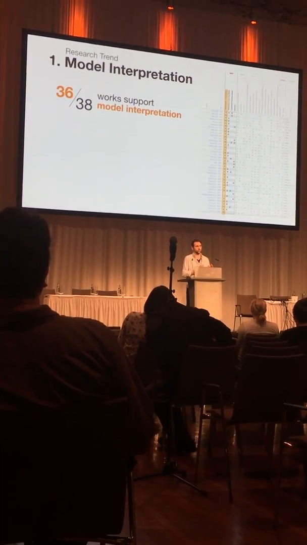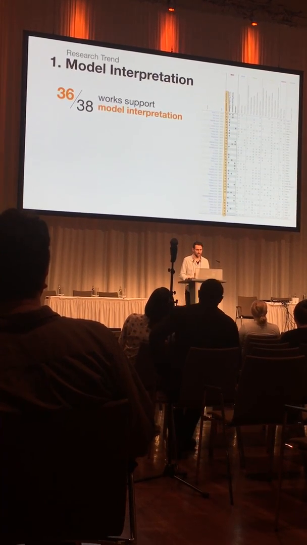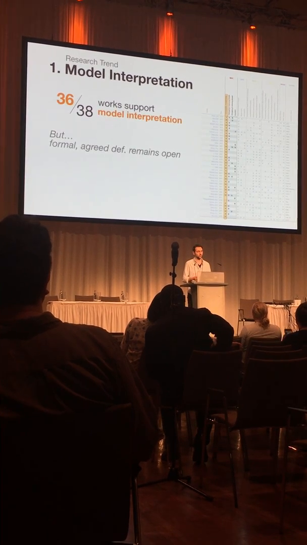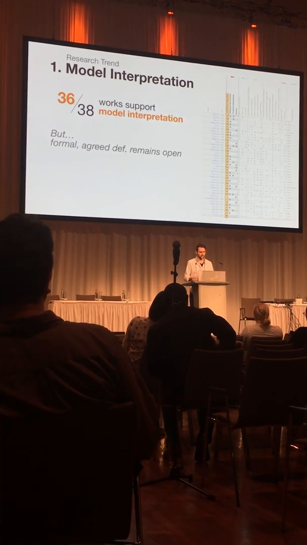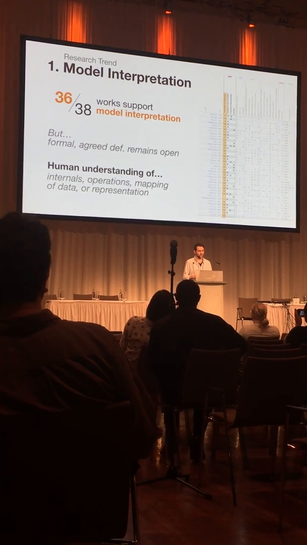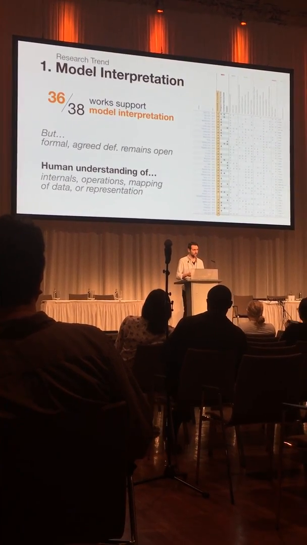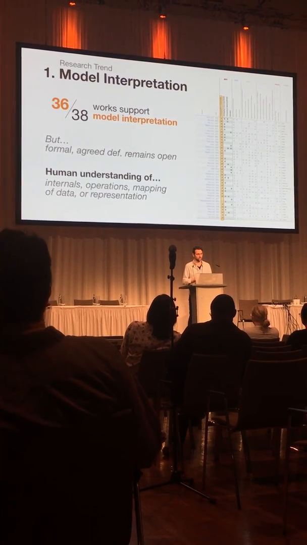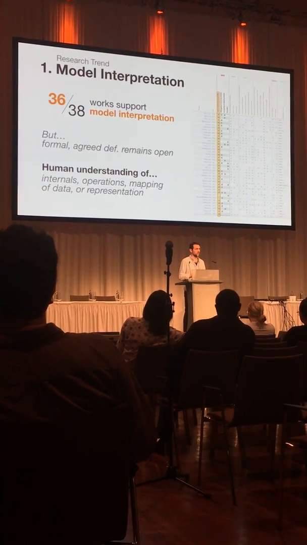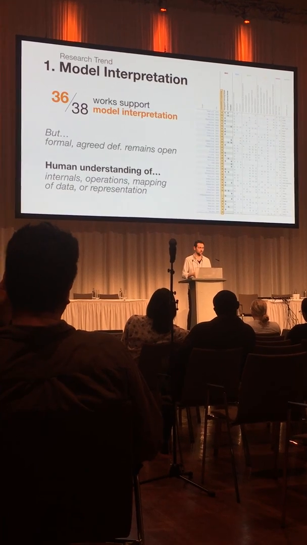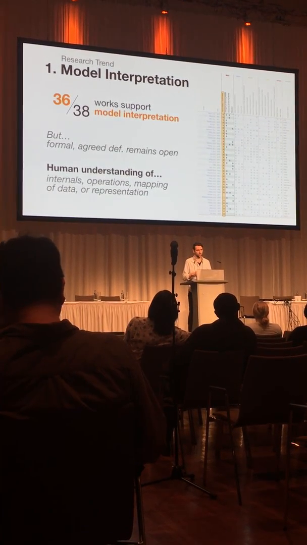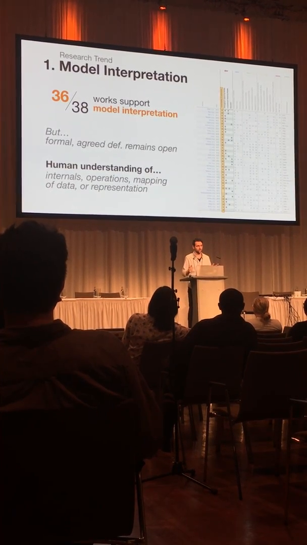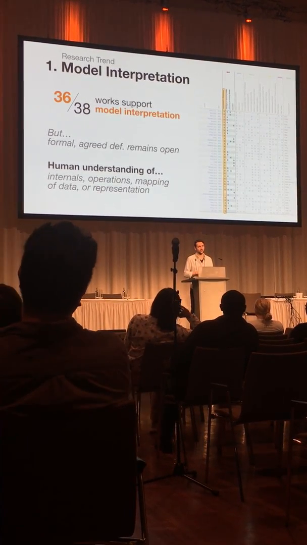But even though there's so much work focusing on this problem of interpretability, there still is no formal agreed upon definition of what it means to be interpretable. If you read the literature, seemingly everyone agrees that it should relate to some human understanding of something, but different papers have different definitions of whether it should be a model's internals, operations, the mapping of its data, or its learned representations that should be human understandable. And it could be that interpretability remains this umbrella concept that describes a whole field instead of achieving some precise definition.